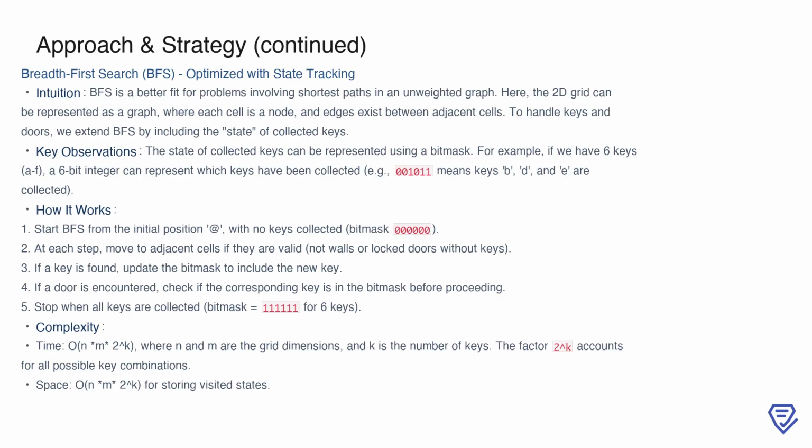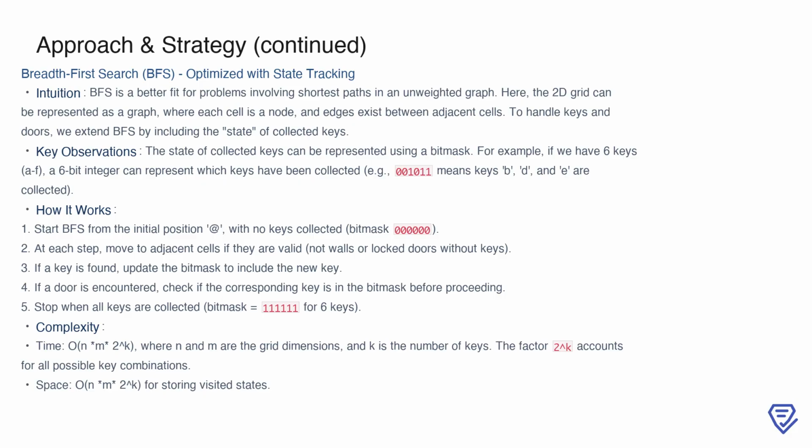BFS is well suited for shortest path problems, as it explores all nodes layer by layer, ensuring that the first time we reach a node, it's via the shortest path. Here, we can think of the 2D grid as a graph, where each cell represents a node and adjacent cells are connected by edges. To handle keys and doors, we extend BFS by introducing a concept of state, specifically, the state of collected keys. This state can be efficiently represented using a bit mask.